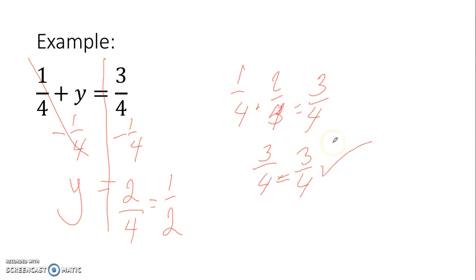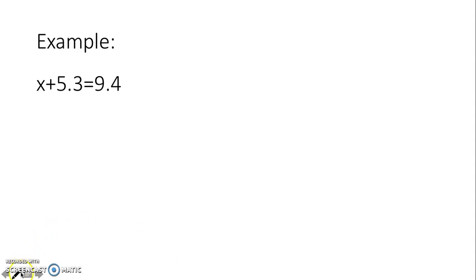So check, we are good. So y is equal to 1/2. All right, so now let's take a look at one with a decimal. All right, so now we'll draw a line down the middle.